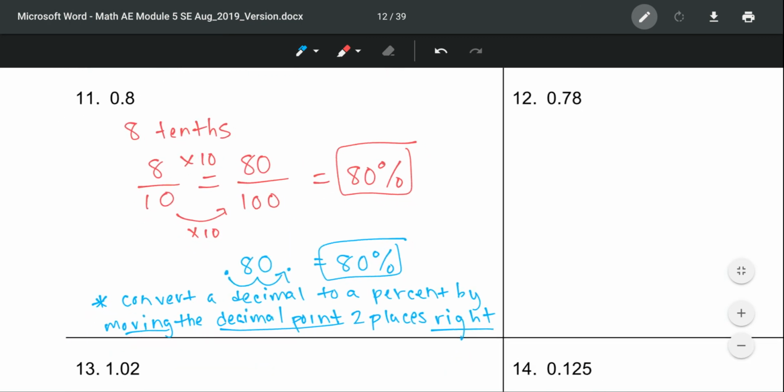So let's try that shortcut with 0.78. So you take your decimal point and move it two places to the right. So this would become 78%. So 0.78 means 78%.